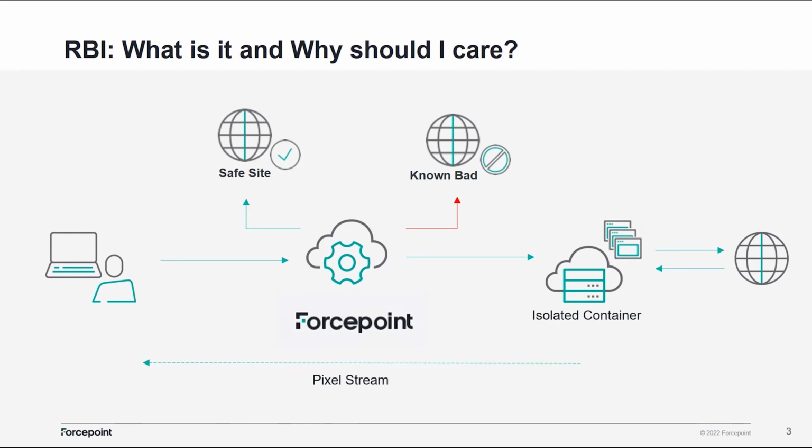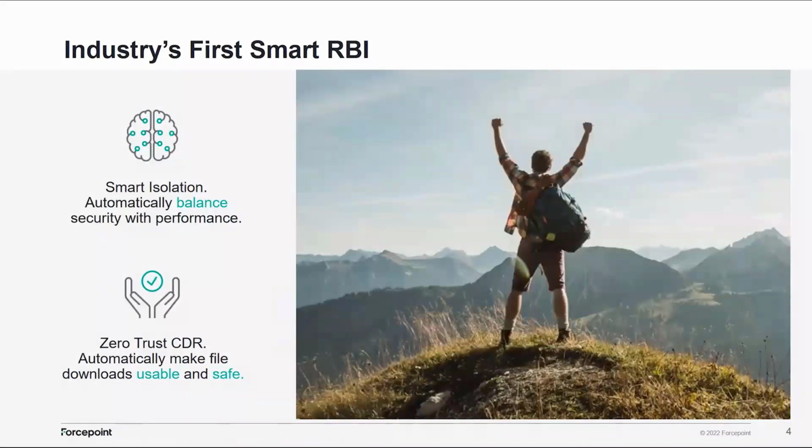Now, in that same publication, Gartner also mentioned that the greatest obstacle to adoption is user experience. And the reason is that the process of pixel streaming can be bandwidth intensive. Think of it like FaceTiming a Netflix show. And this brings us to the latest Forcepoint RBI release. This release is evidence of the increased pace of innovation at Forcepoint that started in 2021.